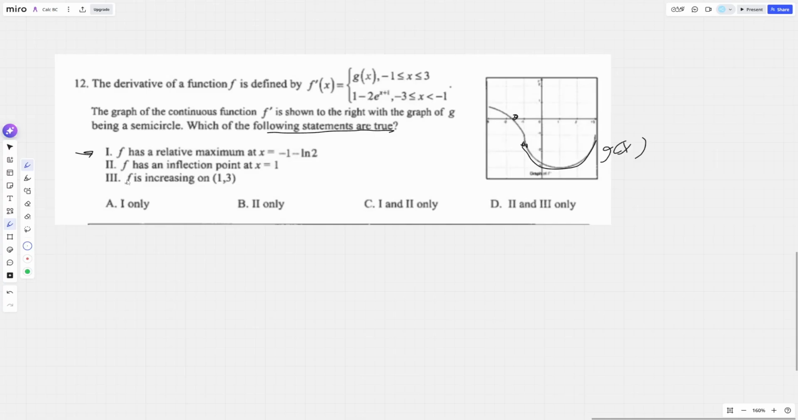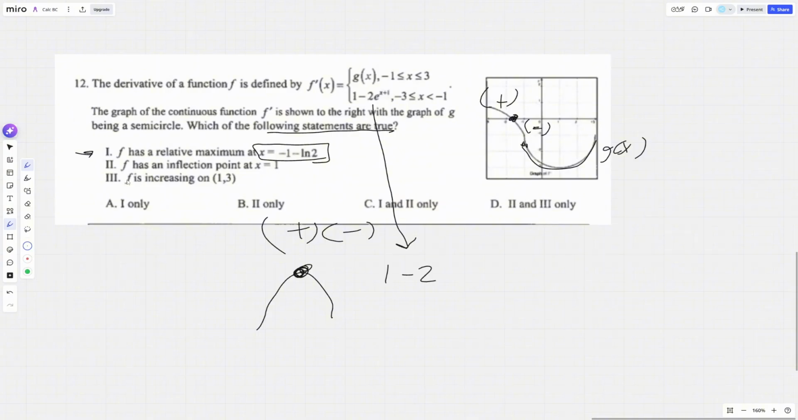Over here, it seems to be around this point, and at this point, the derivative seems to be going from positive to negative, and by the first derivative test, whenever a derivative of a function changes signs from positive to negative, so when it goes from increasing to decreasing, there is a relative maximum at that point. And to make sure that it's actually at x equals negative 1 minus natural log of 2, I'm going to set this component of the derivative equal to 0. So we're going to solve for x when this is equal to 0.